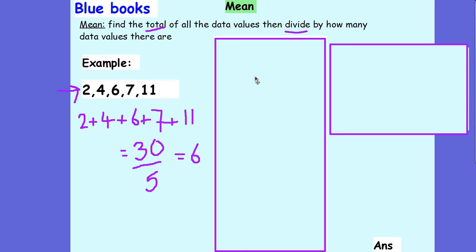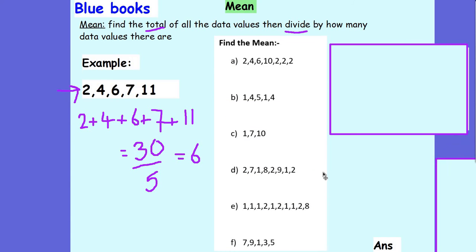Over to you in your light blue book or on a mini whiteboard, whatever you have to hand. Please find the mean of this list of numbers for me. Pause the video for 5 minutes or so and have a go at finding the mean of as many of those as you can for me.